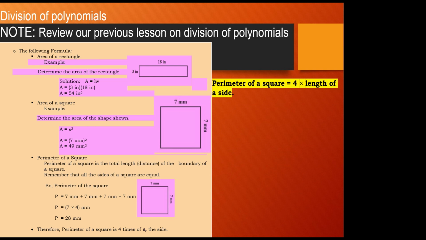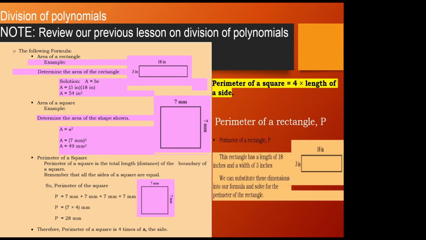For the perimeter of a rectangle, if the length is 18 and the width is 3, our P, which stands for perimeter, is 2 times 18 plus 2 times 3. 2 times 18 is 36. 2 times 3 equals 6. 36 plus 6 is 42 inches.